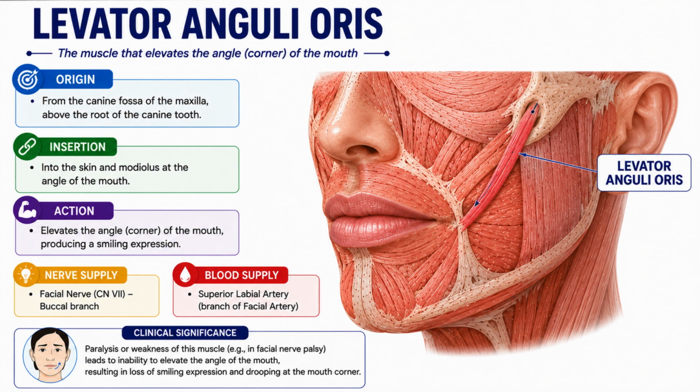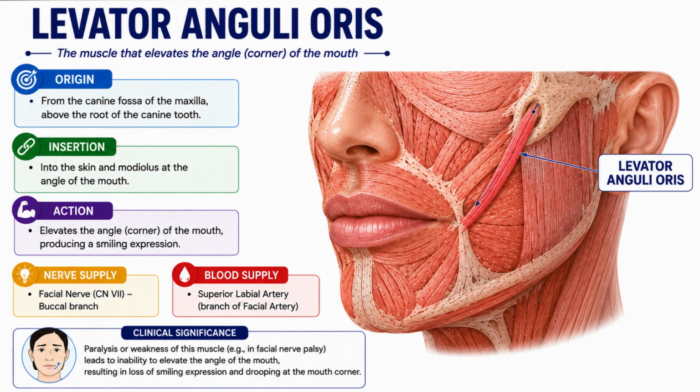This is very important. The muscle which is primarily responsible for smiling is the levator anguli oris. Its nerve supply is from the facial nerve and blood supply is from the superior labial artery. Clinical significance: any paralysis or weakness of this muscle leads to inability to elevate the angle of the mouth, and it results in a loss of facial expression and drooping at the mouth corner.